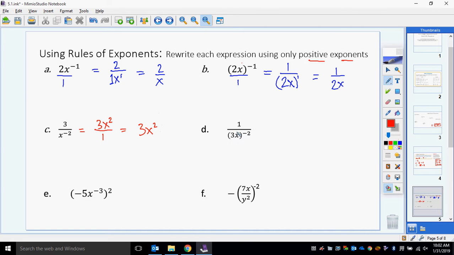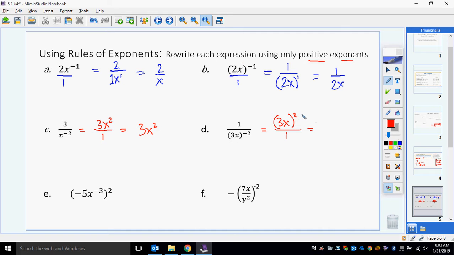And over here I have 1 over (3x) to the negative 2. So that entire quantity, that parentheses, means that the whole 3x needs to be brought up top, and you need to change the exponent positive. And it's times by 1, but that 1 up top I don't really need to write. And so what would be left in the denominator, again, is a 1. Don't need to write it. So (3x) quantity squared would be my answer.